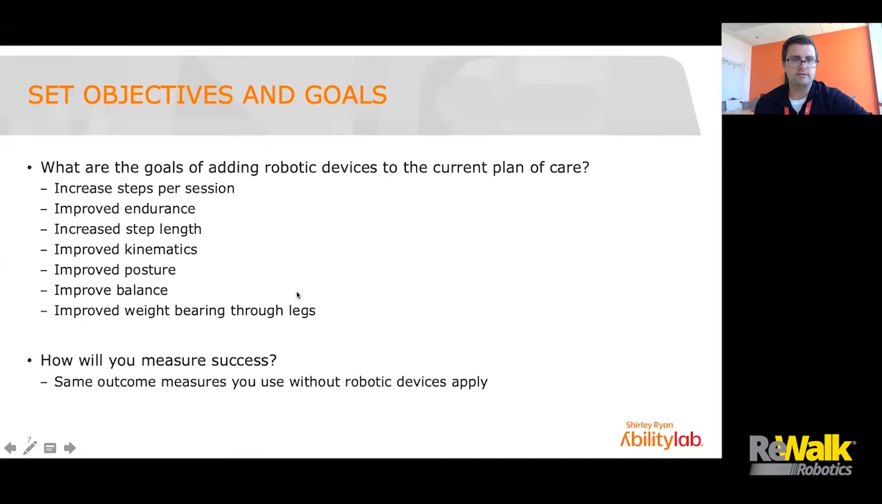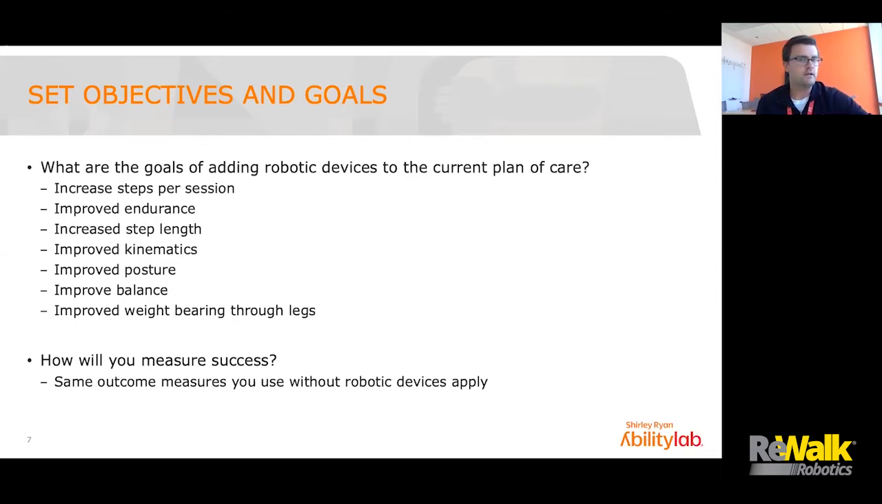So then we've identified those impairments and the deficits, and we need to set our goals. Again, not terribly different than what we're comfortable doing as therapists, but they may be a little bit more specific. So things like increasing the number of steps in a 45-minute to 60-minute session, improving your endurance. That's a little bit of a more vague statement for sure. Increased step length, improved kinematics, improved posture, balance, better weight bearing for the legs. I think we can identify that with some of the conventional methods, we sacrifice some of those things like kinematics or weight bearing in order to get stepping or in order to get their heart rate high. And I think with some of the robotic devices, you can get all of those goals achieved at once.